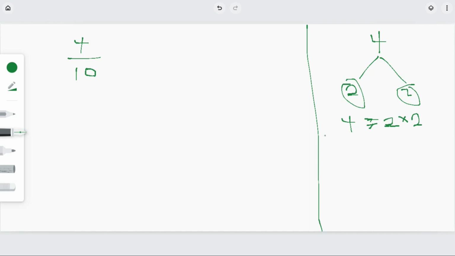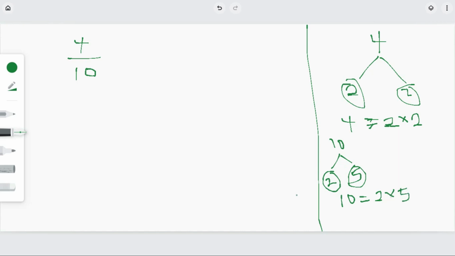And what are the prime factors of 10? What can you multiply together that will give you 10? We have 2 times 5. Because 2 is a prime number, we are going to circle it, and 5 is a prime number, we are going to circle it. That means the prime factors of 10 are 2 times 5.